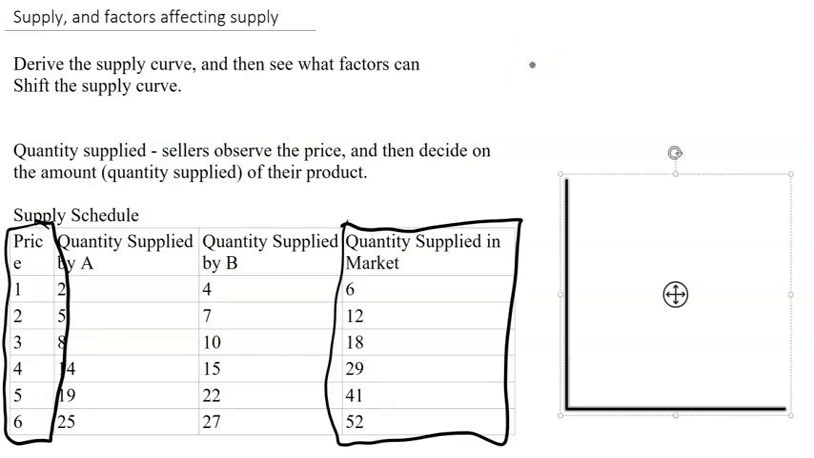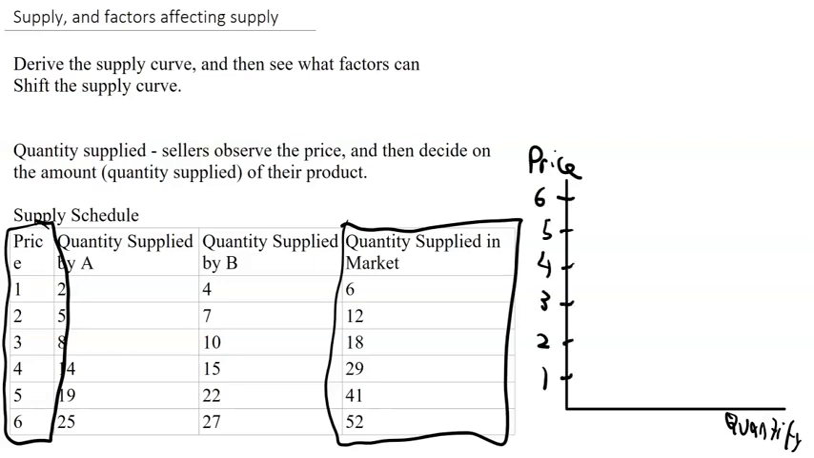We start with always writing our axes names. Price is always going to be in the vertical axis and quantity is always going to be in the horizontal axis. And we don't flip them. We don't put price in the horizontal axis and quantity in the vertical axis. That would be wrong. Price is always in the vertical axis. So then we draw our lines and we have our numbers. Let's just say 10, 20, 30, and this is 40. We may have to go up to 40. I mean, 52 would be way off.